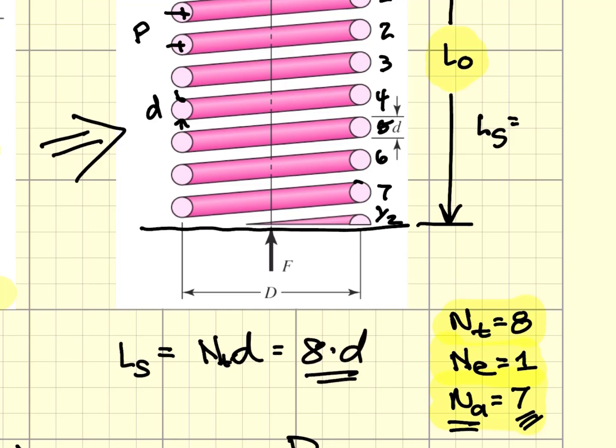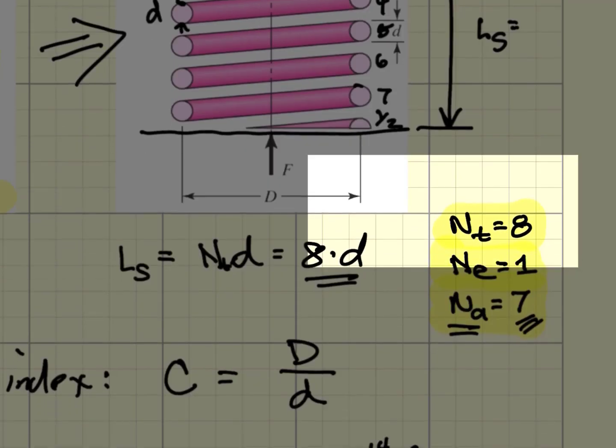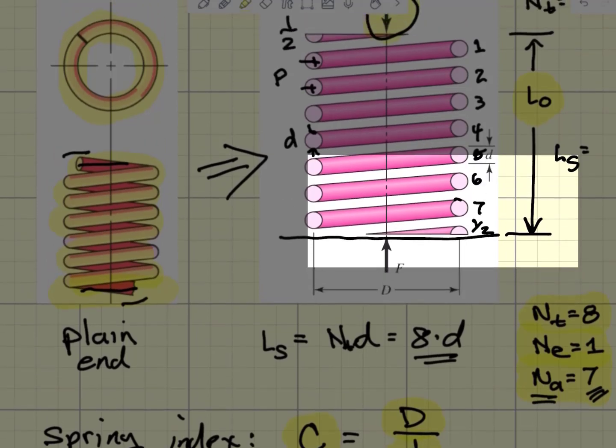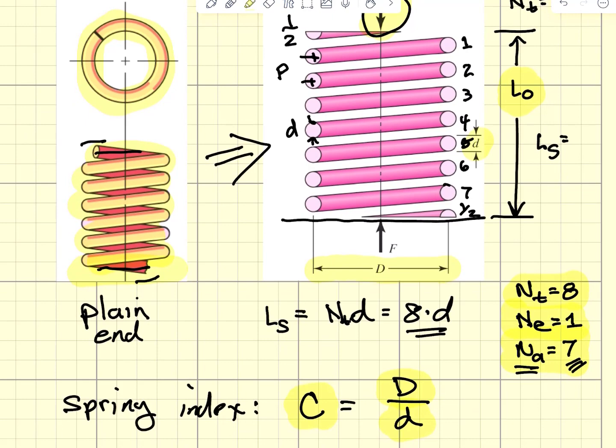We don't yet know what the wire diameter is because we didn't choose a spring. Now, another important parameter that we introduced, and you've got to remember, is the spring index C, which is equal to capital D divided by lowercase d. Capital D is simply the coil diameter, while lowercase d is, of course, the wire diameter. So the spring index is an important thing.